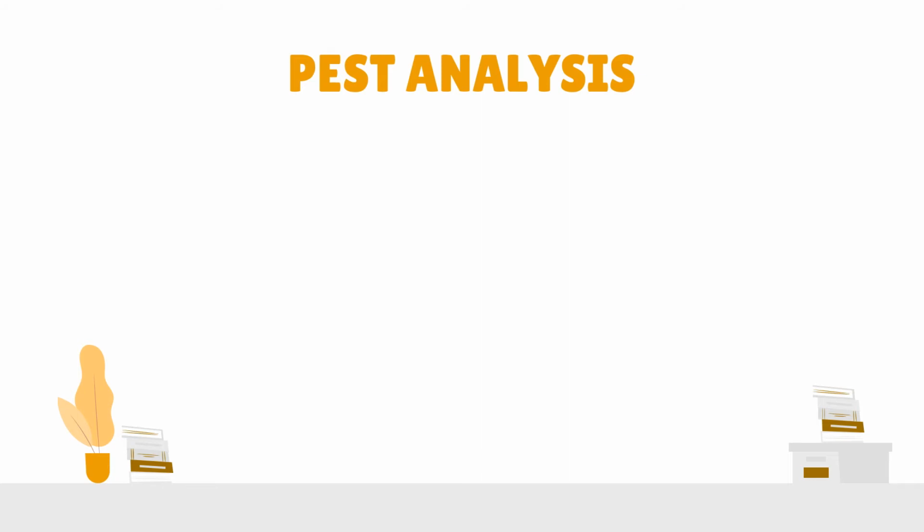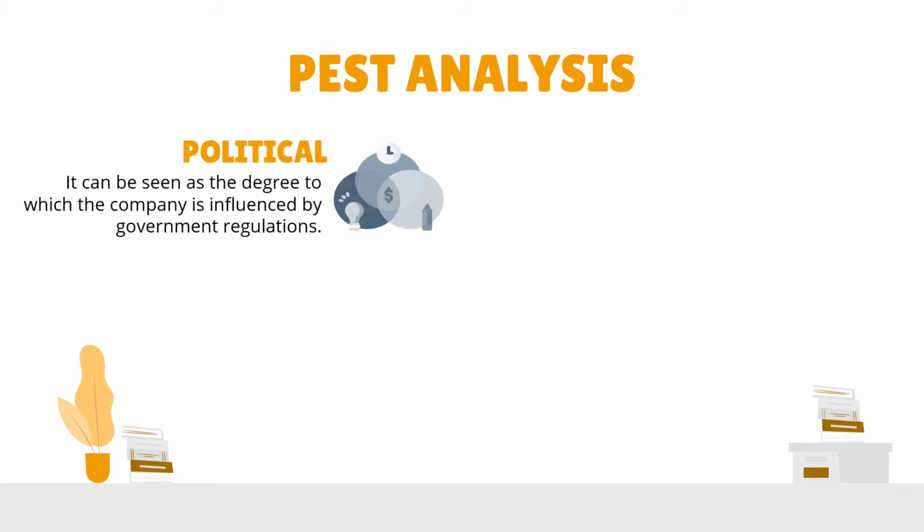The first factor in PEST analysis is the political. It can be seen as the degree to which the company is influenced by government regulations. Some examples include tax policies, tariffs, and trade restrictions. Less apparent examples include relationships between nations, political patterns, forms of government, conflict, terrorism, treaties, and currency.